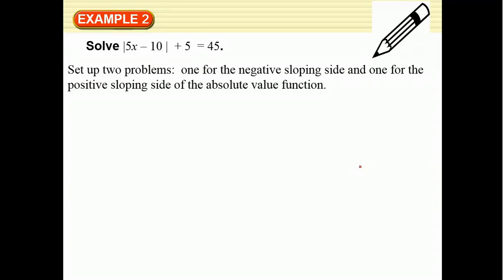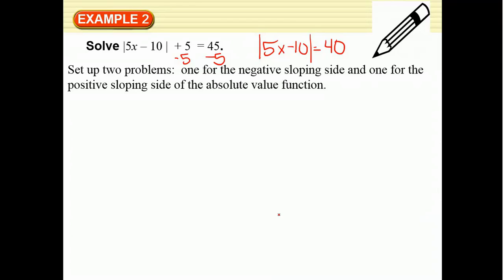Okay, first things first, I noticed there's something outside the absolute value. I have this plus 5 out here, and I've got to get rid of it. You need to have only the absolute value on one side. So let's subtract 5 before we even start our problem. I'm going to subtract 5 here, and we get the absolute value of 5x minus 10 equals 40. This is still an absolute value.